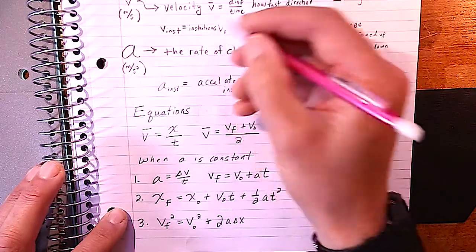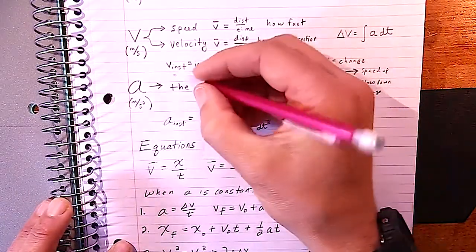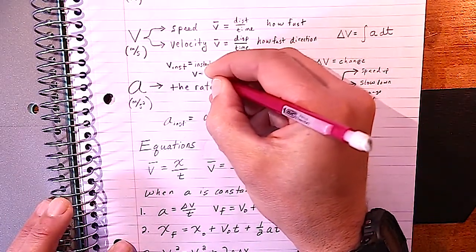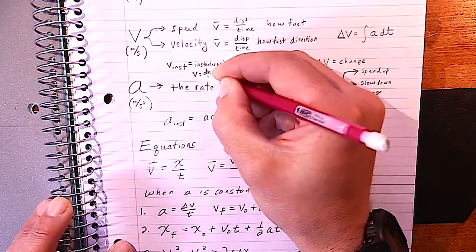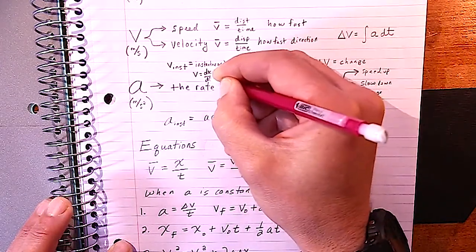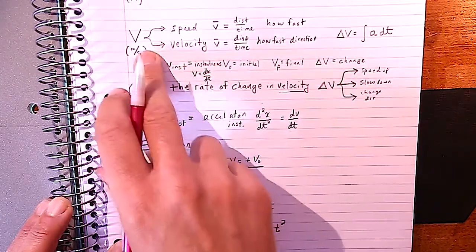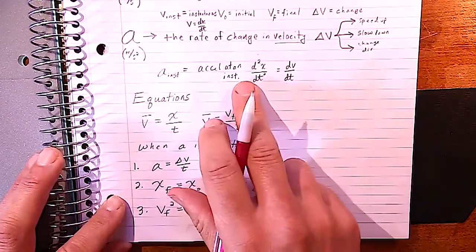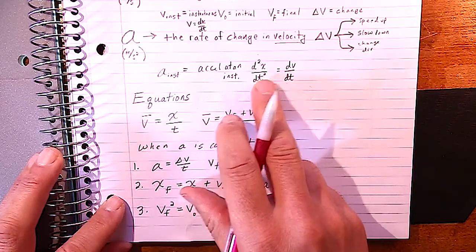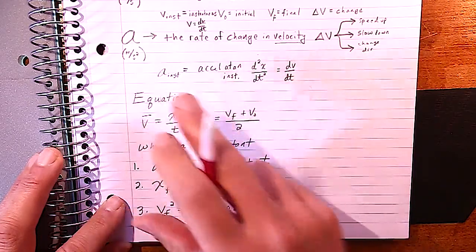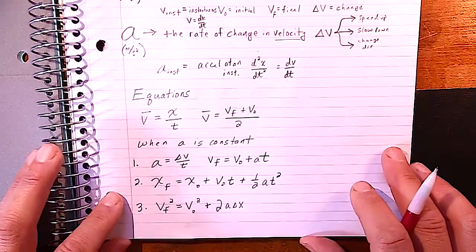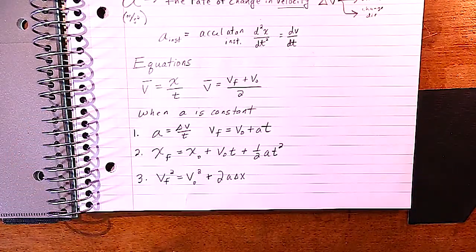Going back to v instantaneous, I forgot to mention, this is the first derivative of displacement, or dx over dt. So the first derivative of displacement is velocity, and the second derivative of position, or the first derivative of velocity, is acceleration. Now we have a whole bunch of equations that we deal with in one-dimensional kinematics.